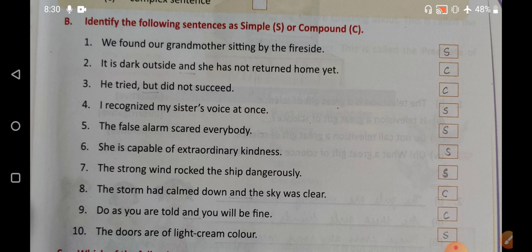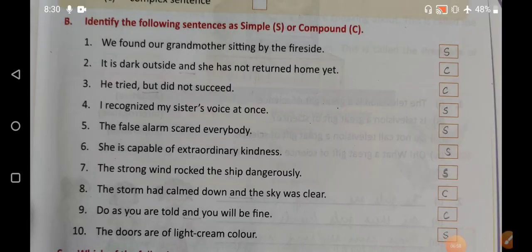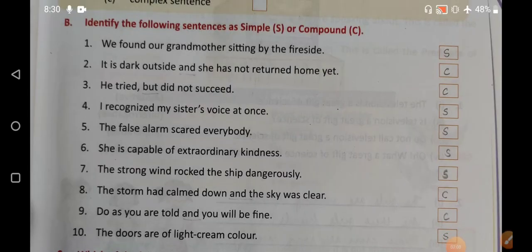Let us come to the exercise. We found our grandmother sitting by the fireside. It has no conjunction and it has only one verb, which is sitting, so it is a simple sentence. It is dark outside and she has not returned home yet. So first of all, in this sentence there is a conjunction, and. Alright, and is a conjunction, so it is a compound sentence.